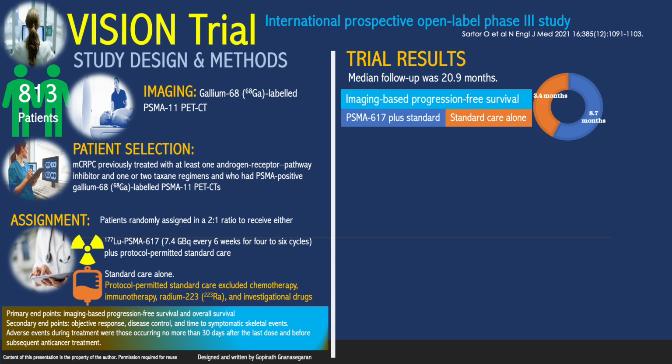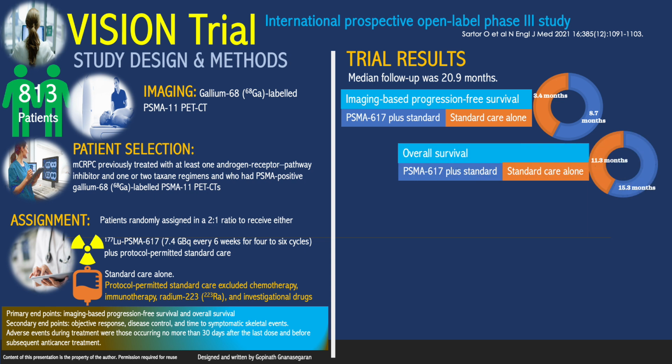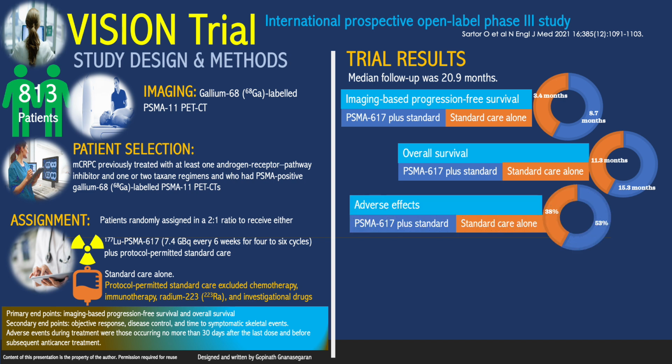Image-based progression-free survival was approximately 8.7 months in patients treated with PSMA, and with standard of care alone it was approximately 3.4 months. And overall survival was approximately 15.3 months in patients treated with PSMA ligand treatment, and with the standard of care, it was around 11.3 months. The adverse effects were seen more in patients with PSMA plus standard of care, approximately 50%, and in standard care alone, 38% of the patients experienced side effects.